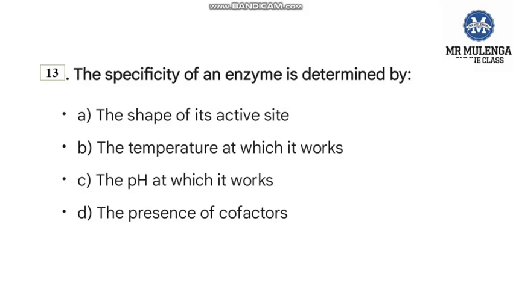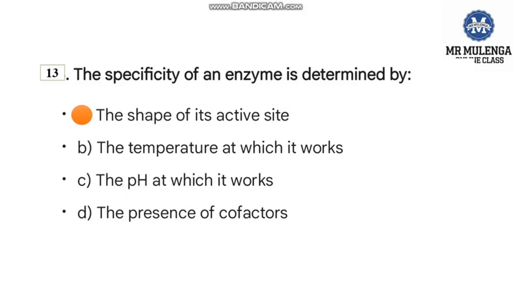The presence of cofactors. So here we understand that we have one characteristic of enzymes where we say enzymes are specific. So what is the specificity of an enzyme? What determines that? Okay, so the specificity of an enzyme is determined by the shape of the active site. So here our correct answer is A.